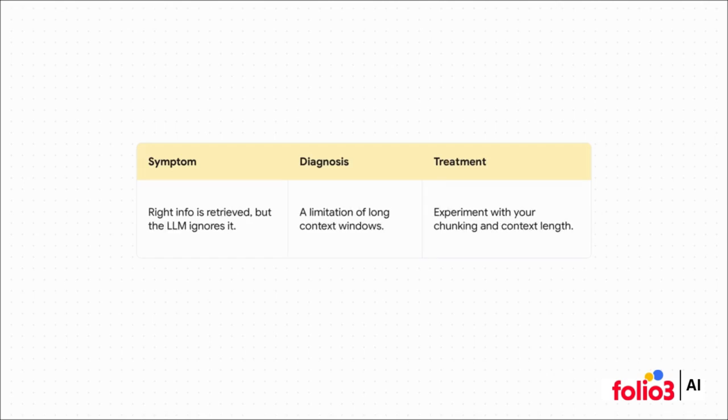Now, this one is a bit more subtle, a little sneaky. Research has shown that even with these massive context windows we have now, LLMs tend to pay more attention to stuff at the very beginning and the very end of the text they're given. Any information buried right in the middle can kind of get lost. So if the answer is technically being retrieved but it's getting ignored, you need to play around with how you're chunking your documents and how much context you're actually sending to the model.